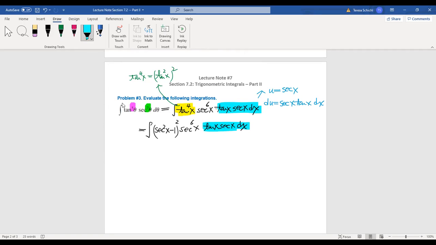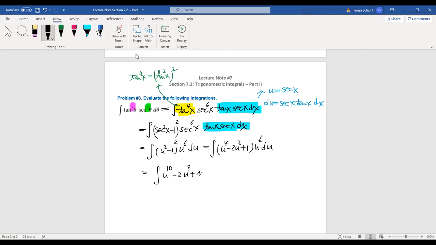So the u sub is u equals secant x. Now my u sub here will be u squared minus 1, squared. Now what is here? u to the 6th. Now what is here? du, right? It's pretty cool, and now this will become very simple. I just FOIL it first. So u squared minus 1 squared is u to the 4th minus 2u squared plus 1, times u to the 6th du, right? Then multiply more. So this is u^10 minus 2u^8 plus u^6 du.